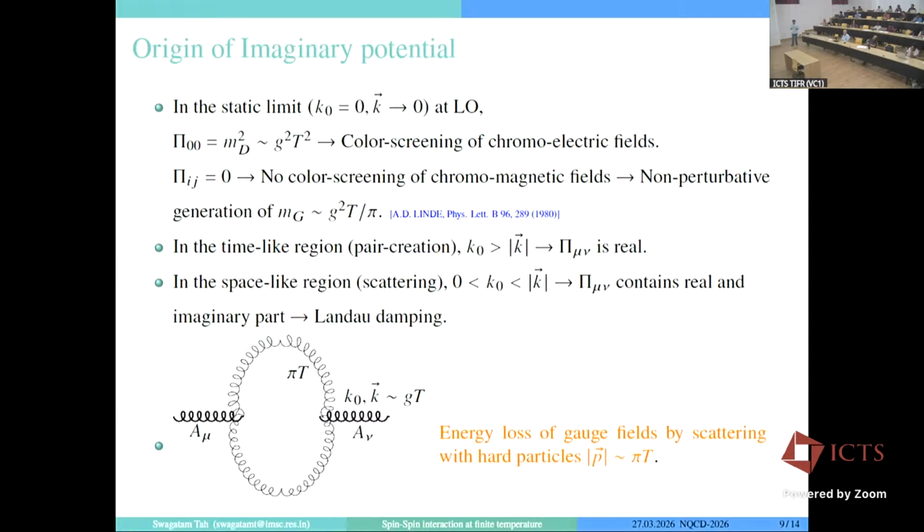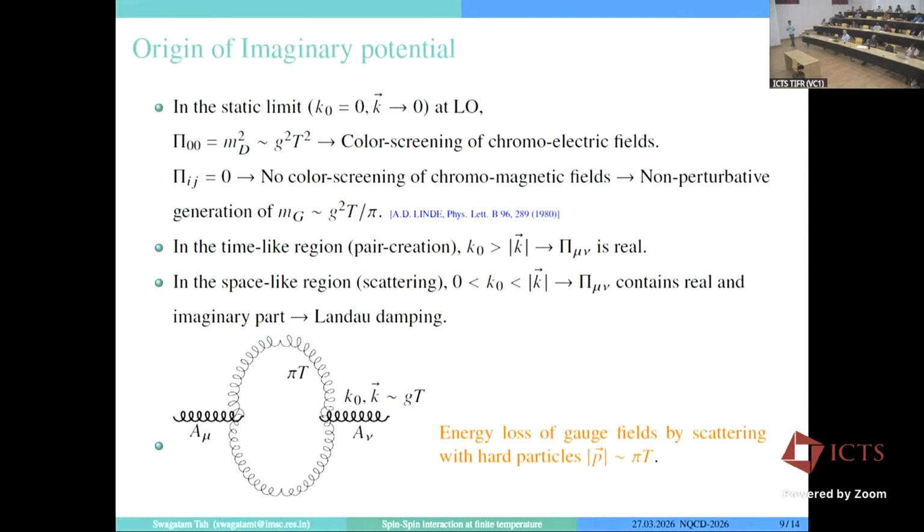Whenever we are in a finite temperature medium, there are already particles with momenta of order pi T, and when these gauge fields scatter from these particles, the gauge fields will lose energy, and for that the imaginary part comes into account. So energy loss of gauge fields by scattering with these hard particles will give this imaginary potential.